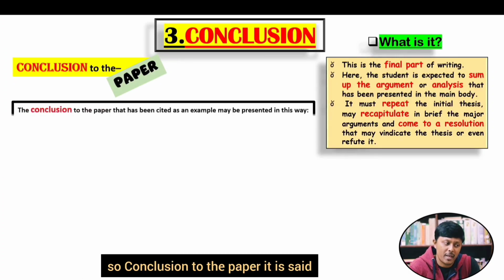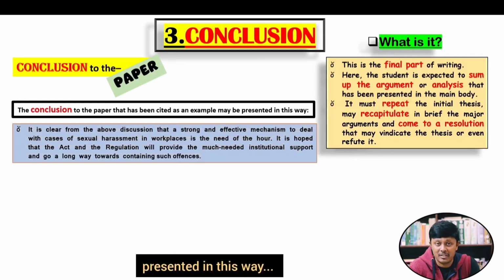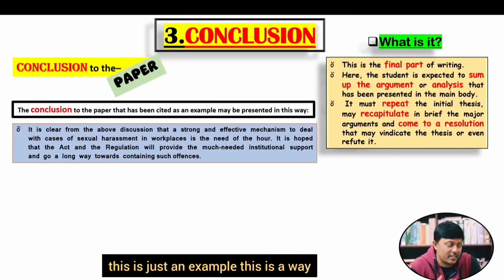So, conclusion to the paper: it is said that the conclusion of the paper that has been cited as an example may be presented in this way. It is clear from the above discussion. You may write in this way. This is just an example.